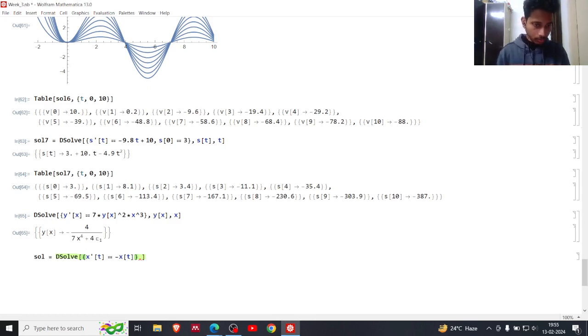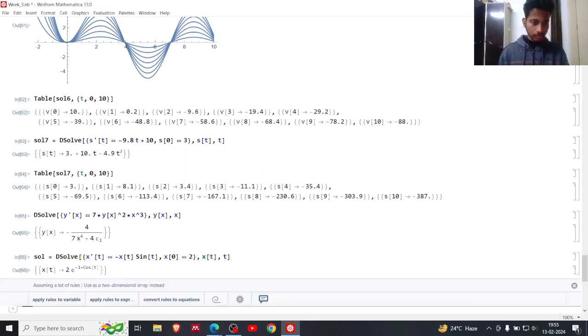X dash t equal to minus x t sine t. Initial value is x of 0 equal to 2. Now the dependent variable is x of t, independent variable is t. This is the solution for x t.